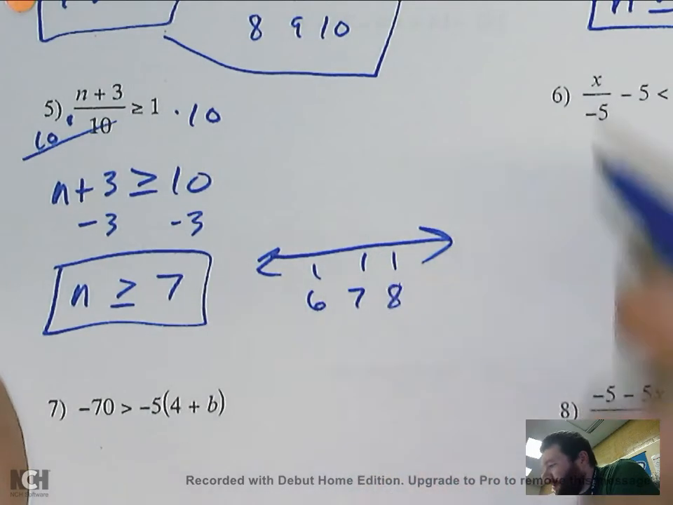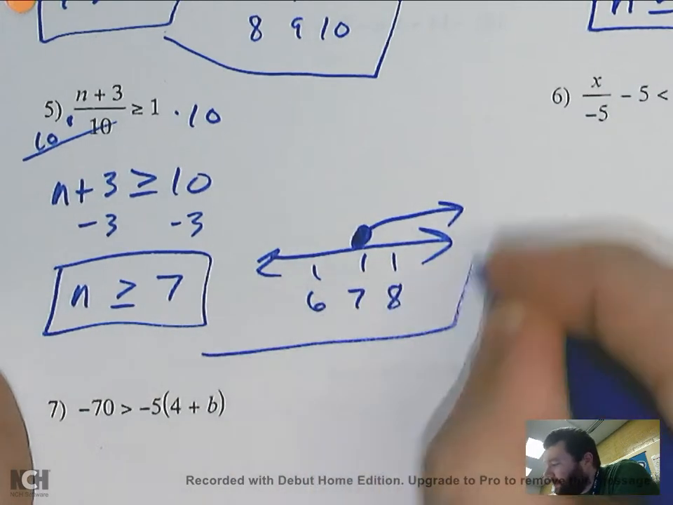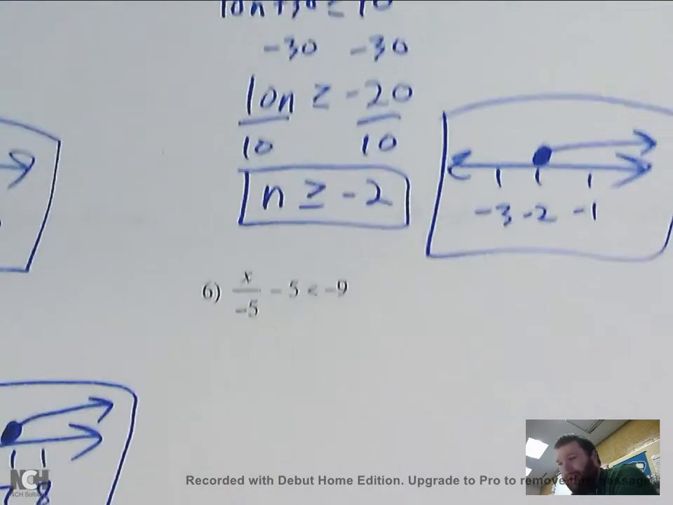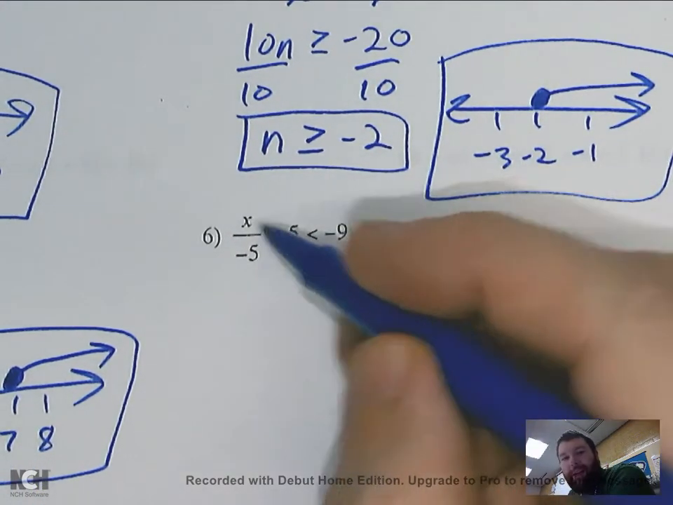6, 7, 8. It's going to be a closed circle because it's got that line under it. It's going to go to the right because it's eating the variable. Just like that. Not too tough, right? Let's look at the next one. Number 6. So I've got this number subtracting. I'm going to get rid of him first.